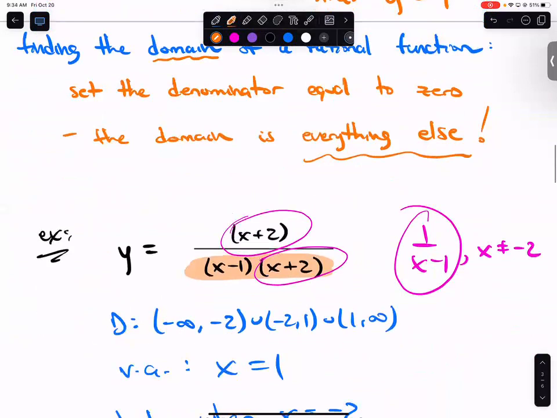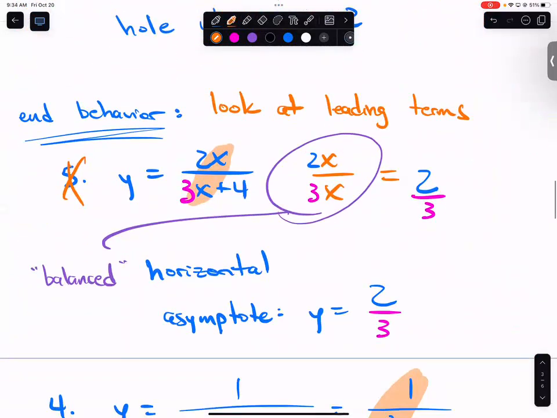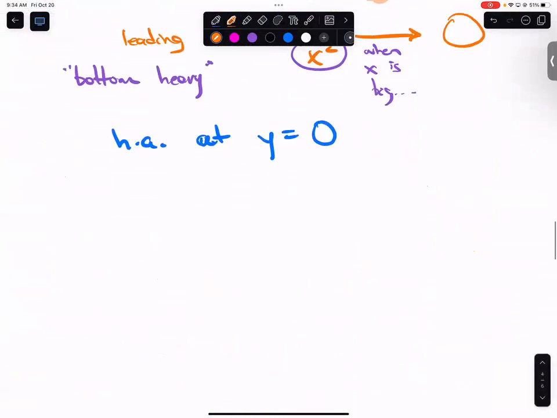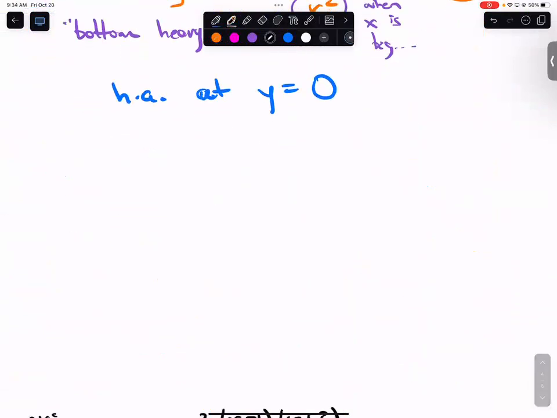So there are kind of 3 different ways that can go, right? Either they're sort of balanced to each other and have the same degree, which means it's going to flatten out somewhere, whatever that ratio is. Or like this one, it's sort of bottom heavy. The other option would be that it could be top heavy, right?